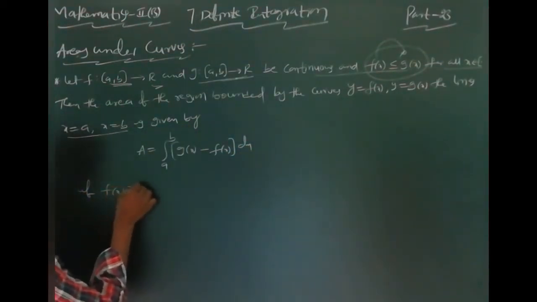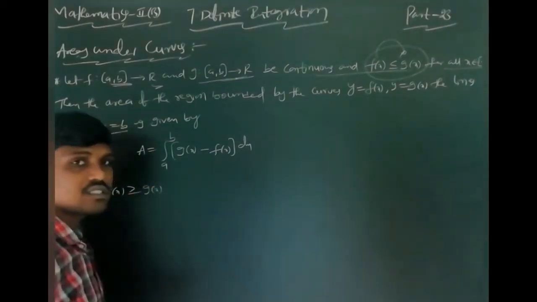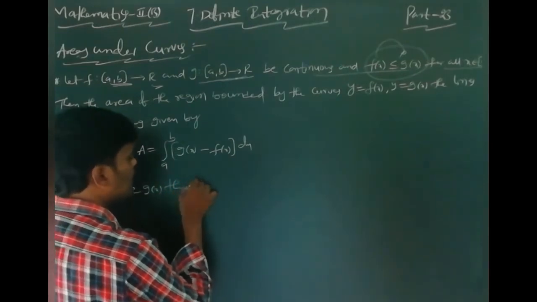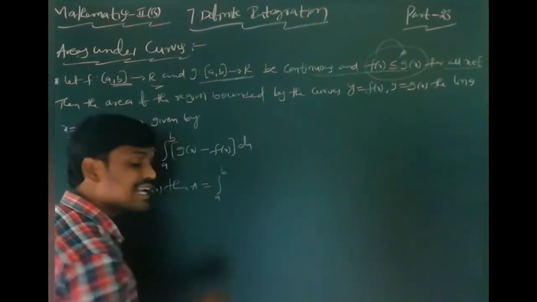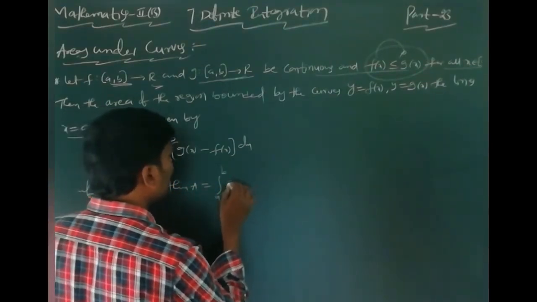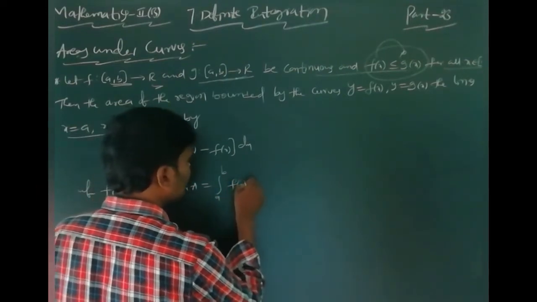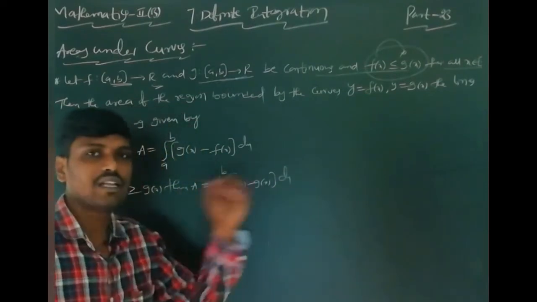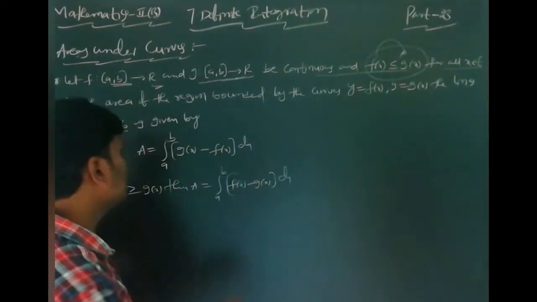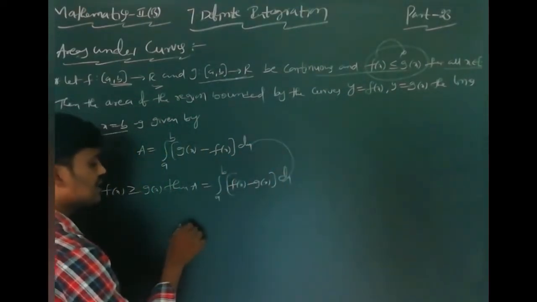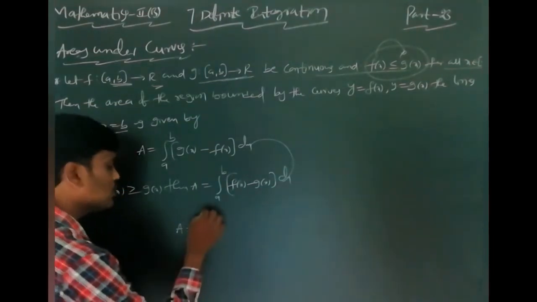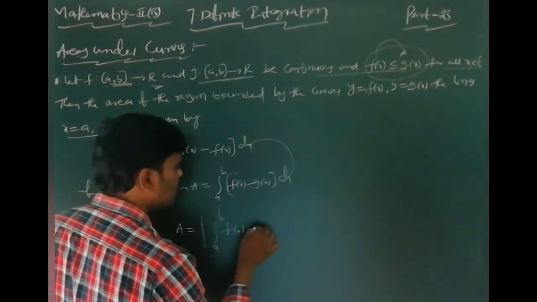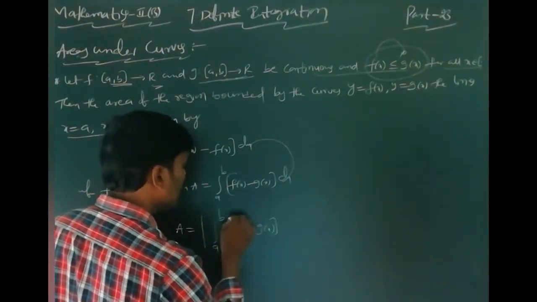If f of x is greater than or equal to g of x, if f of x is greater, then area A is equal to the integral from a to b of f of x minus g of x. Here f of x is greater, so you subtract f of x minus g of x. You get these two conditions. You can write area A is equal to the modulus of the integral from a to b of f of x minus g of x whole dx.